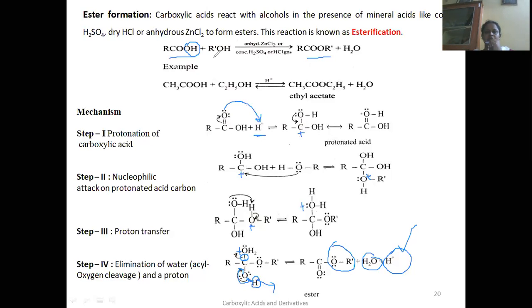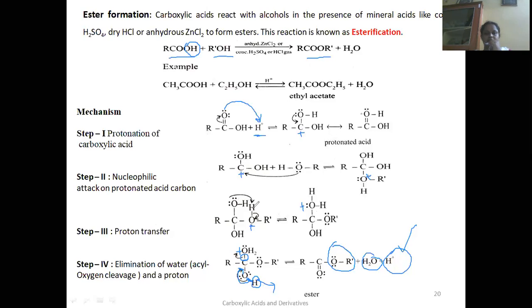The second step: one more reactant we have. What is that reactant? Alcohol, which is acting as a nucleophile now because of the presence of two lone pairs of electrons here. This oxygen is donating a lone pair of electrons to this electron deficient site and forming a bond. The next step is a proton transfer from the hydrogen of alcohol to the OH group of carboxylic acid.